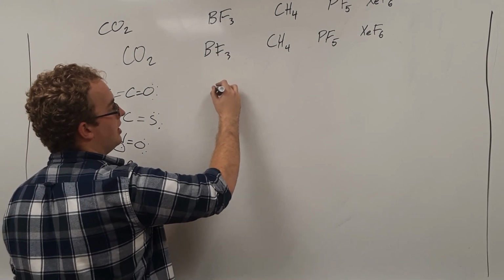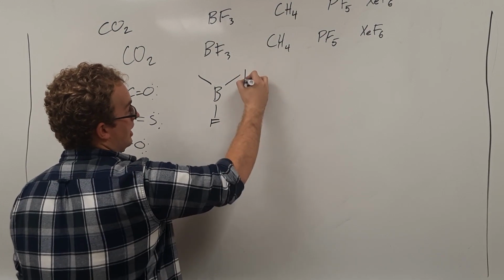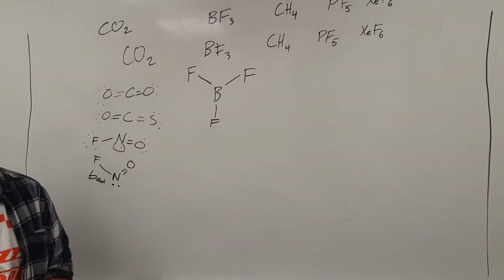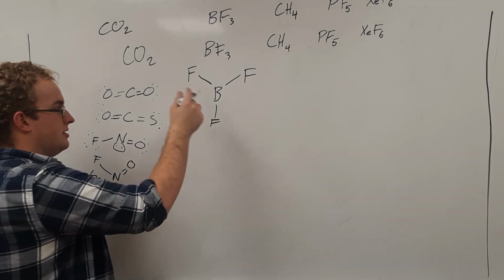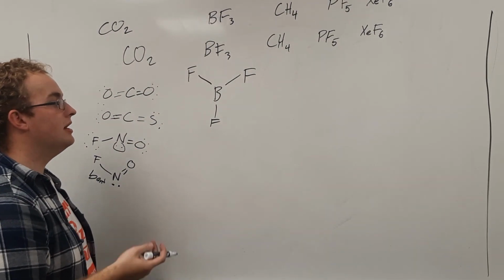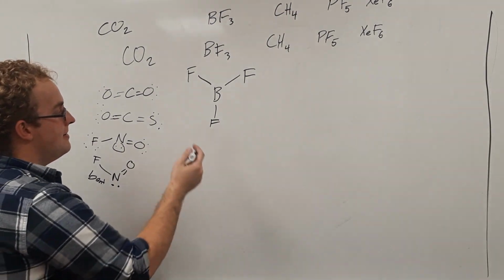We'll have boron in the middle, and then it will be bonded to three fluorines. I'll just leave out the lone pairs on the fluorines, but there are no lone pairs on the boron. This is a shape that looks like you took a circle and split it into thirds, or it might look like a fidget spinner. I think that's a related shape.